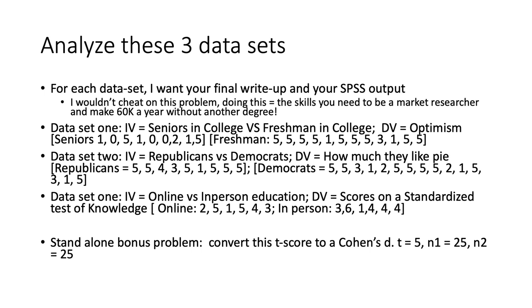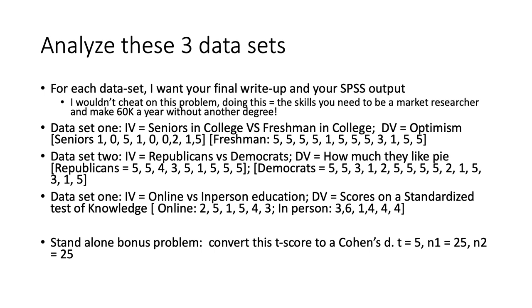Data set 1, seniors in college versus freshmen in college. Dependent variable is optimism. You can choose your own hypothesis there. So I will have 2 sets of answers that are correct. My hypothesis that I'm going to choose is that freshmen are more optimistic than seniors.